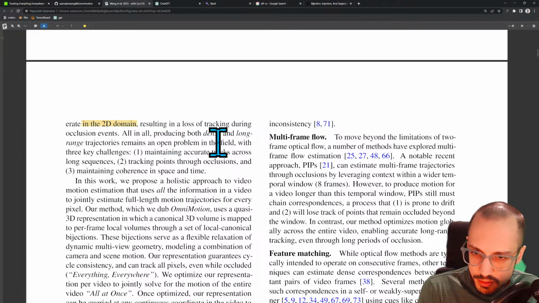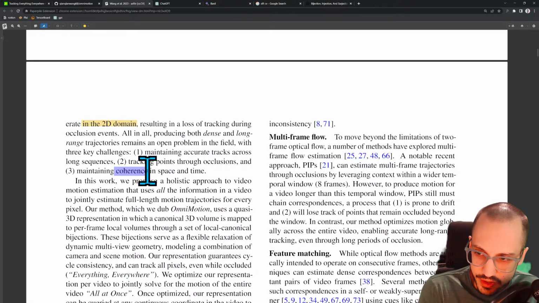All in all, producing both dense and long-range trajectories remains an open problem with three key challenges: maintaining accurate tracks across long sequences, tracking points through occlusions, and maintaining coherence in space and time. Okay, so coherence, long sequences, and occlusions. These are kind of the basic problems in the tracking world.